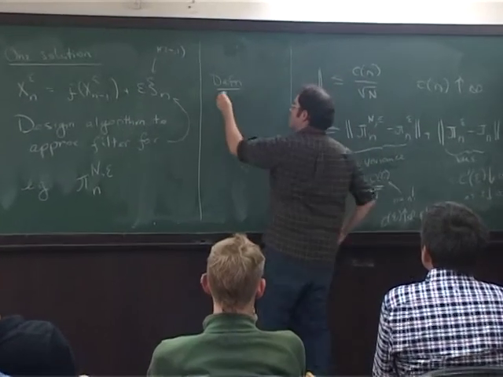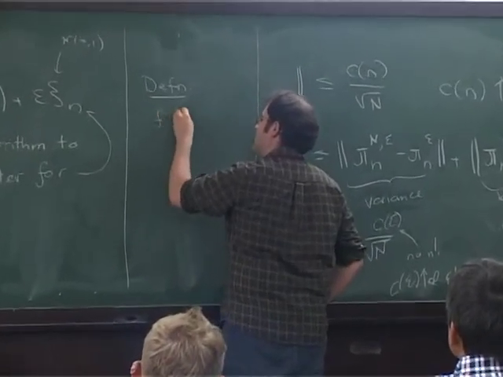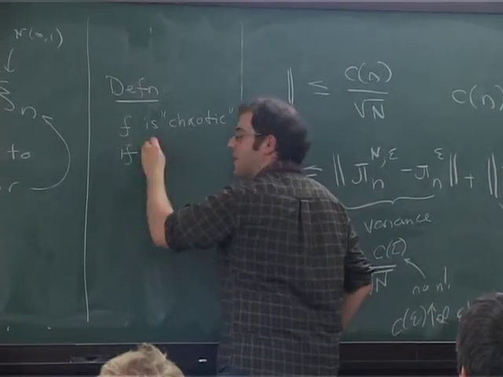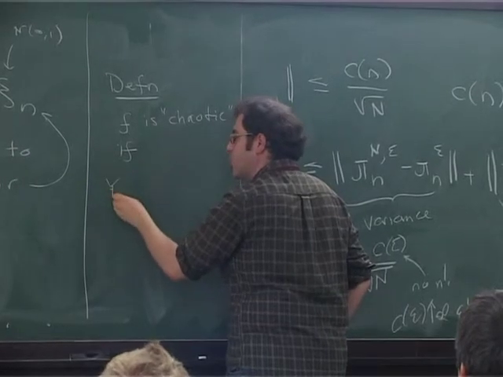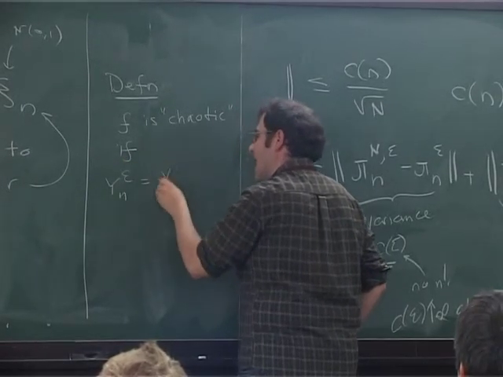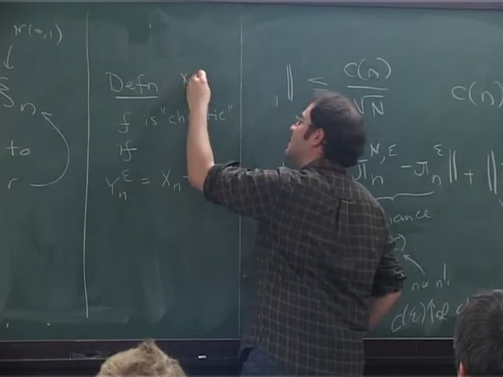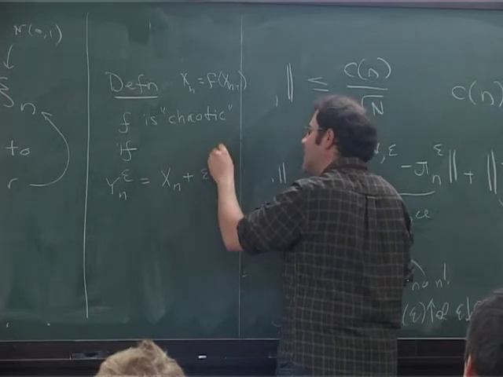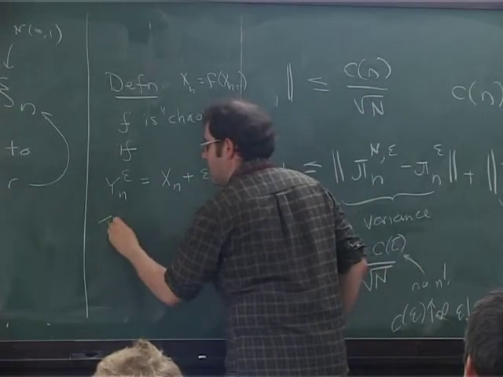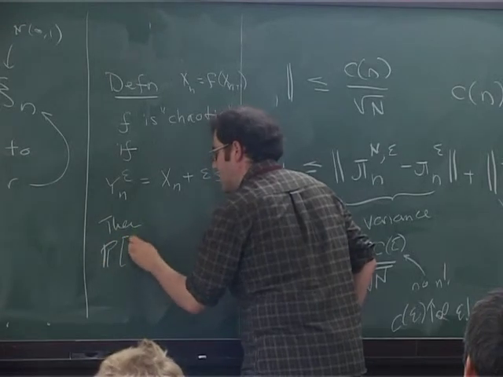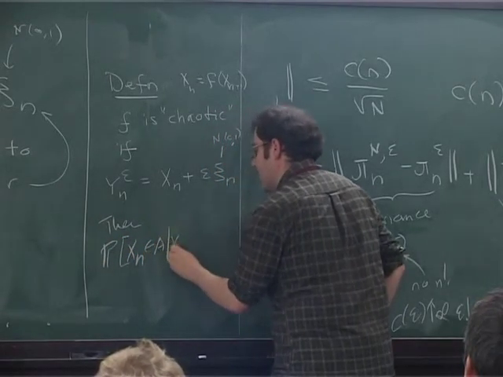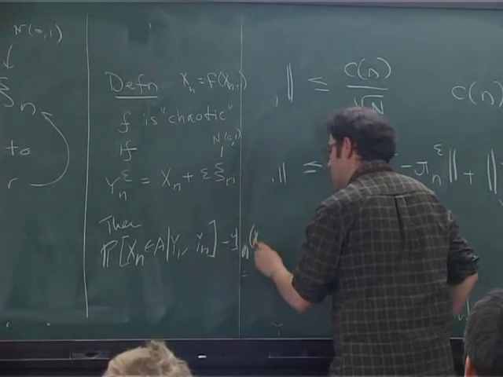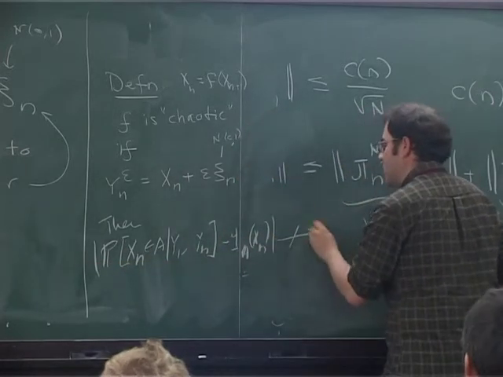It's observable, right? So definition: the map F is chaotic, between quotes, because that's not the usual definition. If I choose y_n epsilon to be x_n is f, plus epsilon times c_n, and these are normal 0, 1, then the probability that x_n is in A given y_1 to y_n, minus the indicator of A at x_n, does not go to 0 as n goes to infinity.